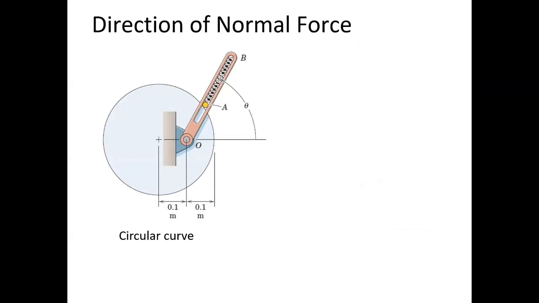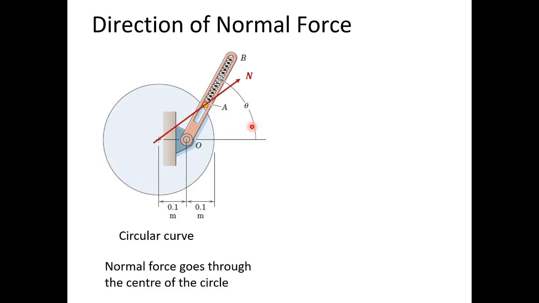To correctly find the forces, it is very important to identify the right directions. If it is a circular curve, for example, like in this case, where this object is moving along a circular curve, the direction of the normal reaction, or the normal force, we know goes through the center of the circle. So we can easily find this direction of the normal force. But the problem comes when the path is not a circle.